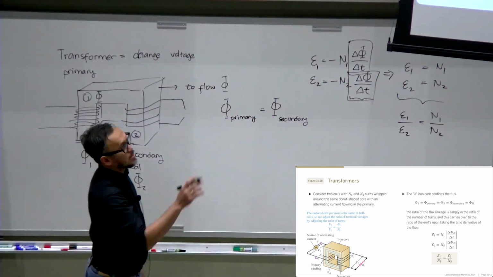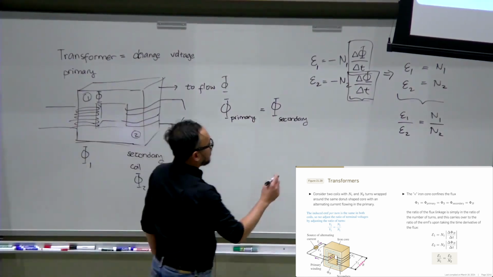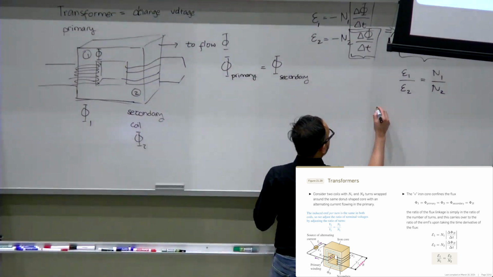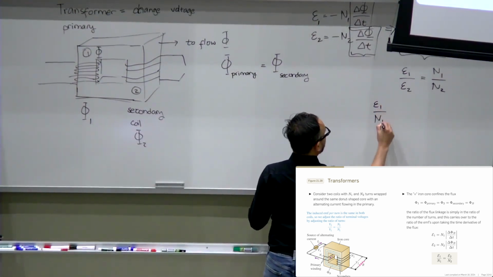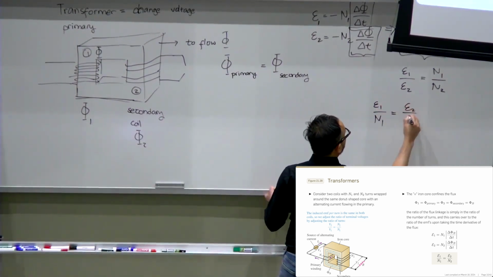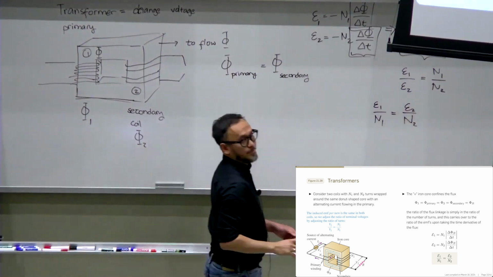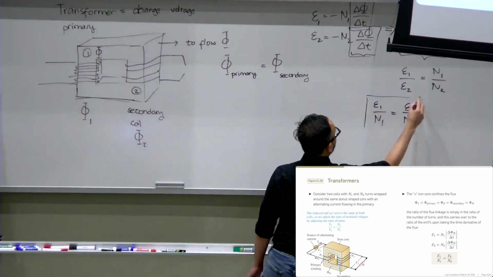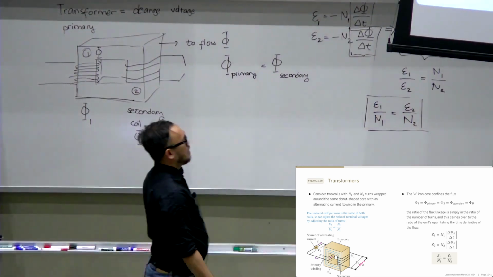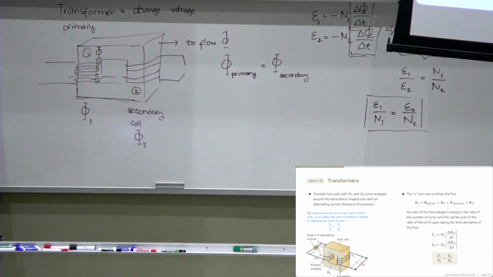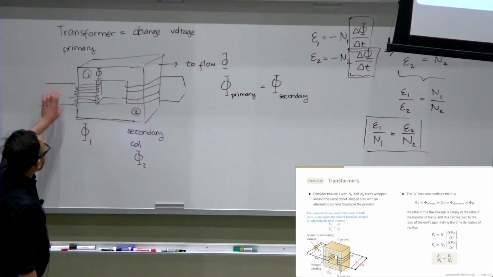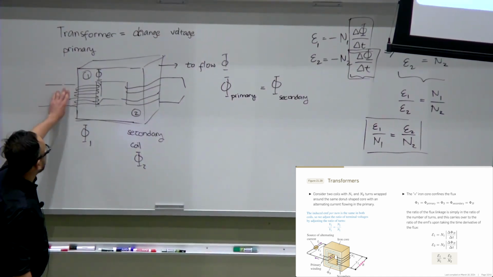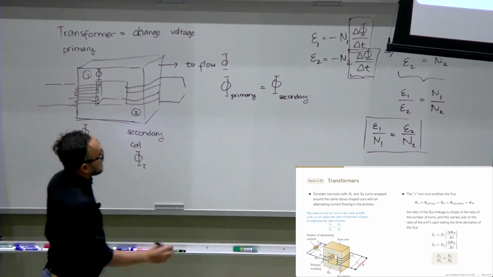Okay, or what I wrote in the lecture notes is E1 divided by N1 is equal to E2 divided by N2. So this is the formula for the transformer.